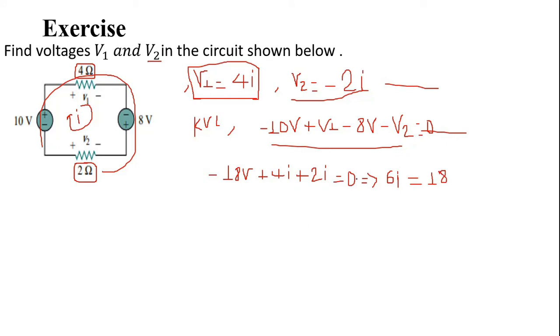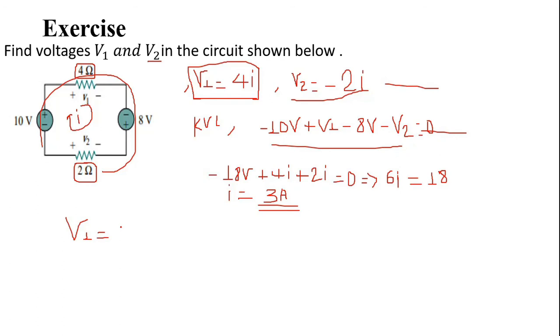So the current flowing through this circuit can be calculated by dividing 18 by 6. So 18 over 6 is 3 ampere. So the current flowing through this series circuit is 3 ampere. Now we can have a formula for V1 and V2. You can find out the voltage V1 just by replacing the value of I.